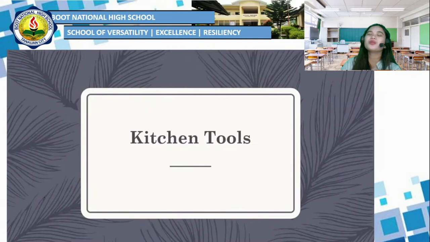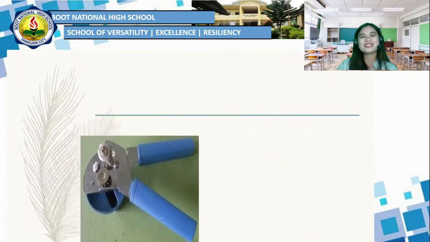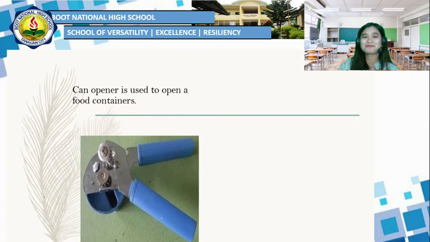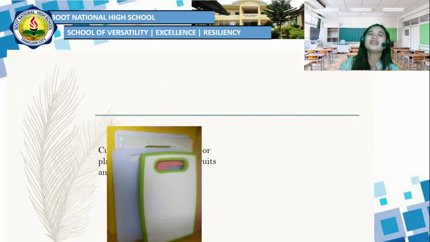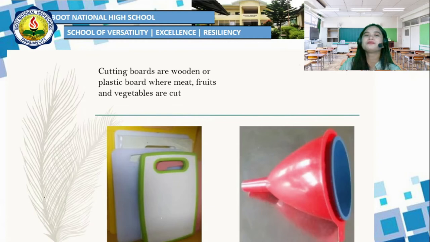Okay, the first kitchen tool is the can opener. It's used to open a food container. We have the colander, called the vegetable strainer, which is essential for draining. And of course, we have the cutting boards or chopping boards, used to cut.